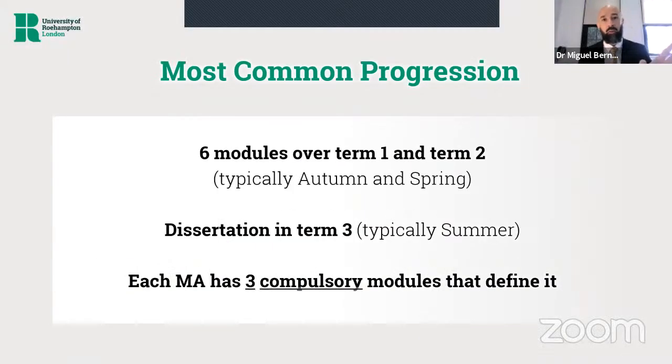As optionals, you have similar modules. Some will be closer to this promotional translation, media studies, film studies, television studies. Others will be more related to professional practice. So this is just a summary of all that. The most normal progression, like I said, is 6 modules over term 1 and term 2, which is typically autumn, beginning end of September, and spring, beginning January. The dissertation is in term 3, so typically summer. So students now are working on their dissertation. And each MA has 3 compulsory modules that define it, which is what I was mentioning and showing on our official website.